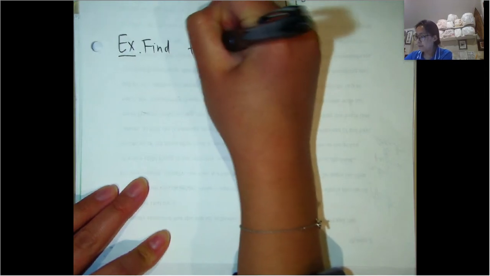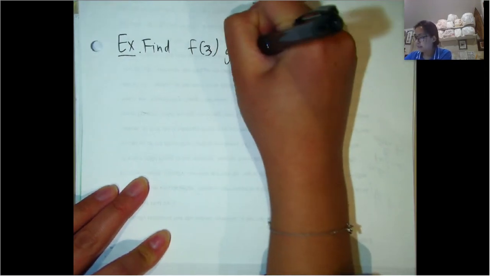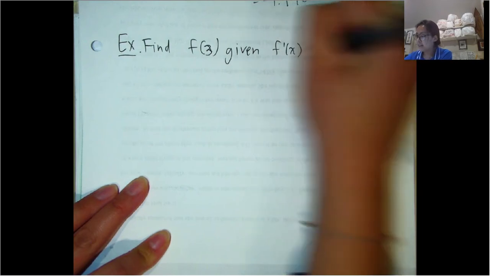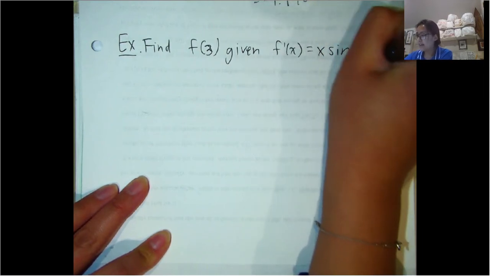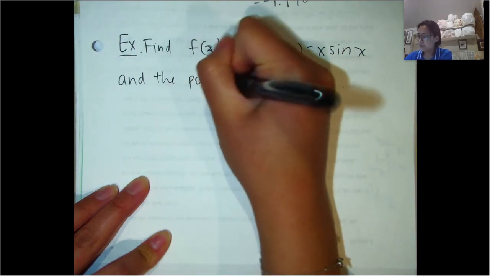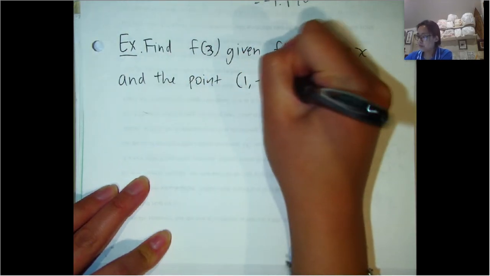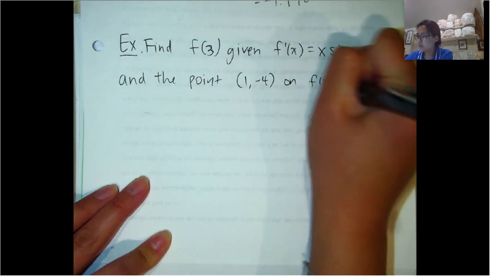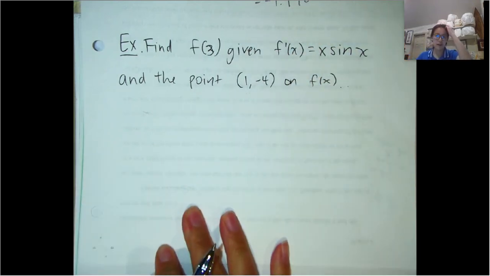Let's go ahead and do an example on how to use the calculator in solving a problem. So, find f of 3 given f prime of x equals x times sine of x, and the point (1, -4) on f of x.